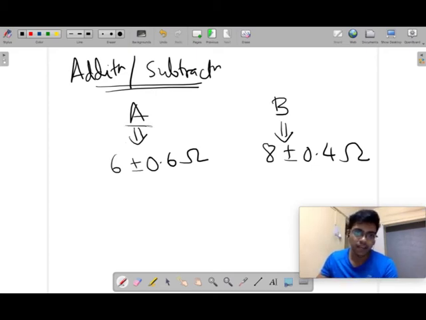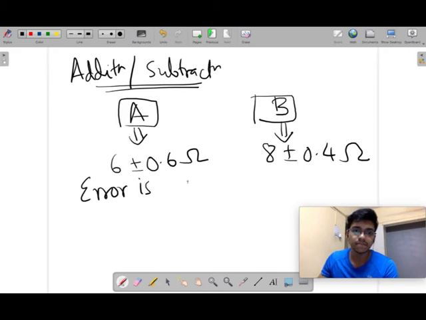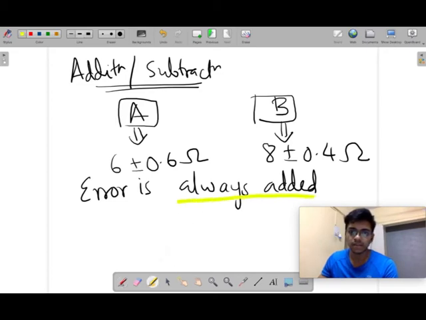So now you are adding this quantity and you are adding another quantity. Each of them has an error. So one thing you need to remember, whether it is addition or subtraction, error is always added. I'll write it here. It's always added. Sometimes people make the mistake that when they're subtracting, they subtract the error also, which is not the case. So now we'll talk about error in A plus B. A plus B, the value will be 8 plus 6, 14.